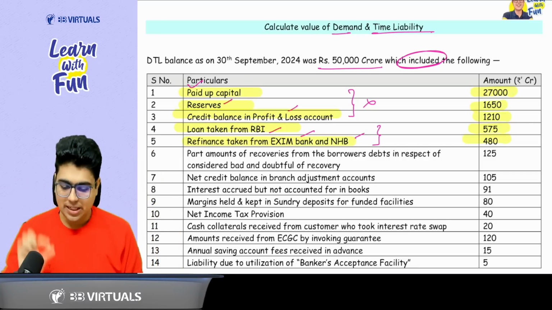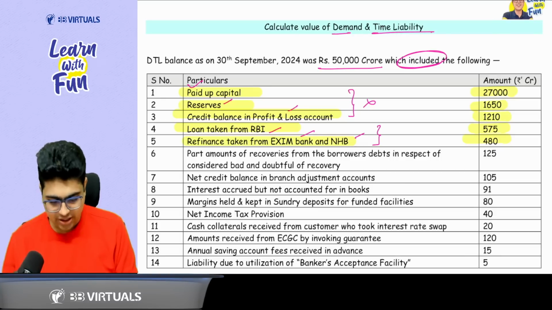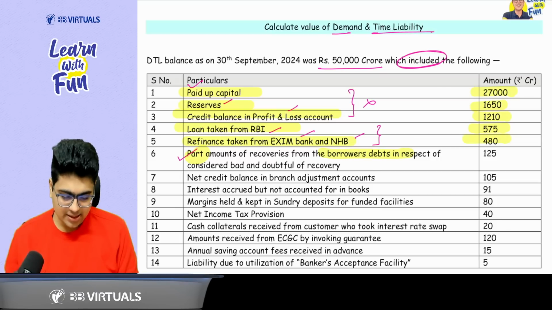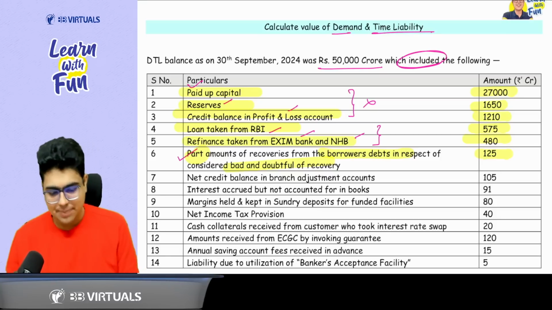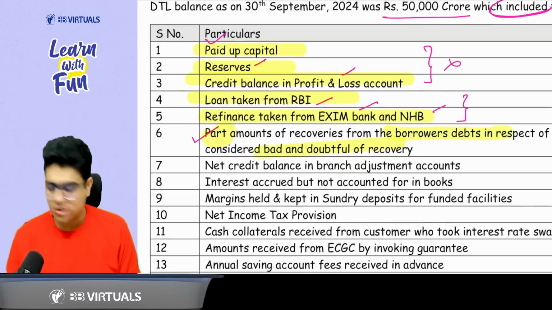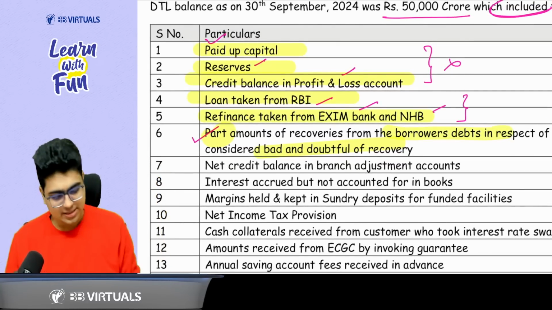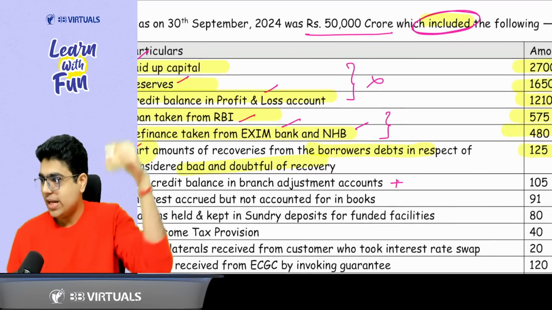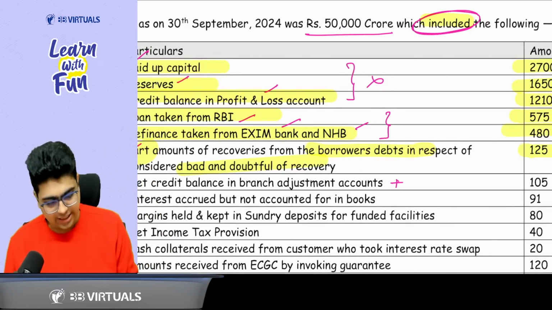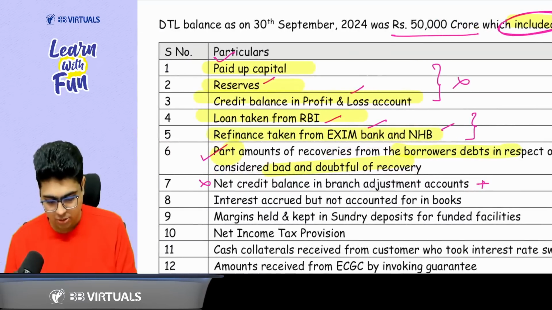Now, sir, another P was part amount of recoveries from the borrower debts which were considered bad and doubtful, it will also be excluded. Net credit balance in branch adjustment account. Was it to be excluded or included? Sir, it was to be included, but it is already included. Do you need to include it again? I said no, just ignore. This point will just be ignored.